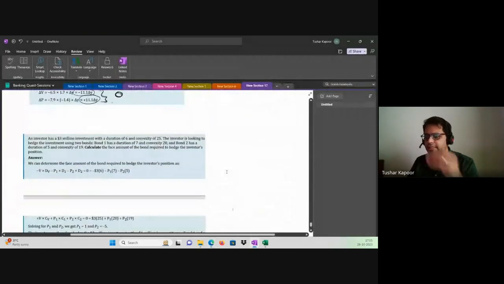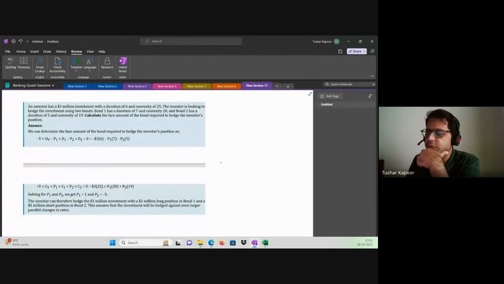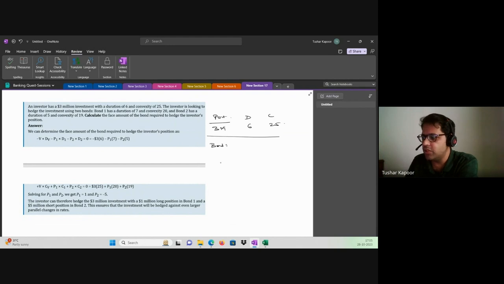Right? So now he says an investor has a 3 million investment with a duration of 6 and a convexity of 25. So his portfolio is worth 3 million, whereas the duration is 6 and the convexity is 25 right now. The investor is looking to hedge the instrument using two bonds, bond 1 and bond 2. Bond 1 has a duration of 7 and a convexity of 20, whereas bond 2 has a duration of 5 and a convexity of 19, right?